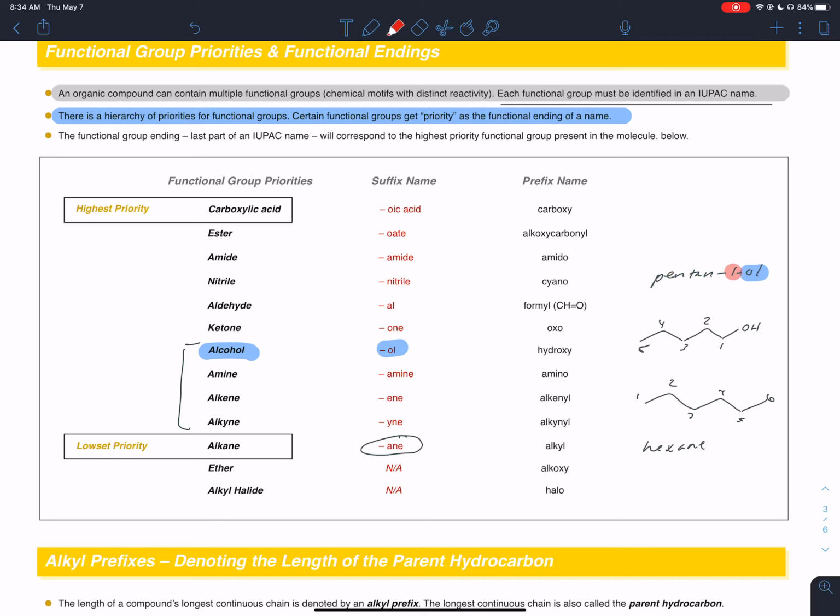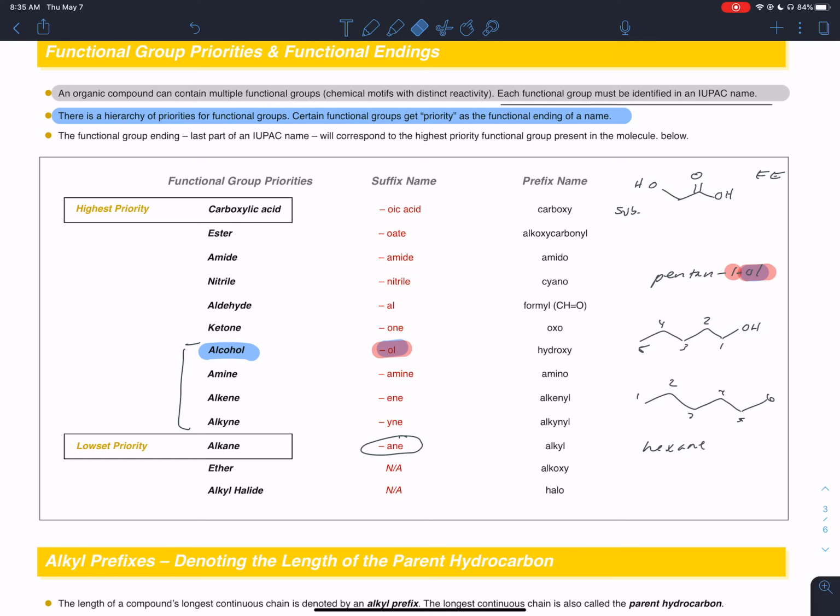So this comparison here between our hexane and our pentan-1-ol is to help you see essentially that we have to acknowledge any other functional groups present and know the relative functional group priorities so that we can correctly give the appropriate functional group ending, that suffix name. Okay? Now, if you had a higher priority functional group present, like carboxylic acid, and you also had an alcohol here, the alcohol just becomes a substituent, and this would get the functional ending for the name.